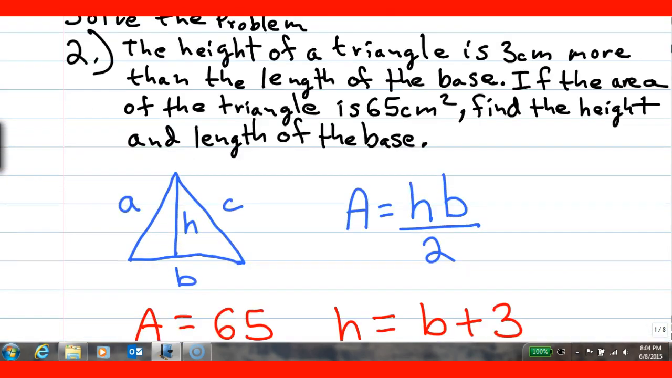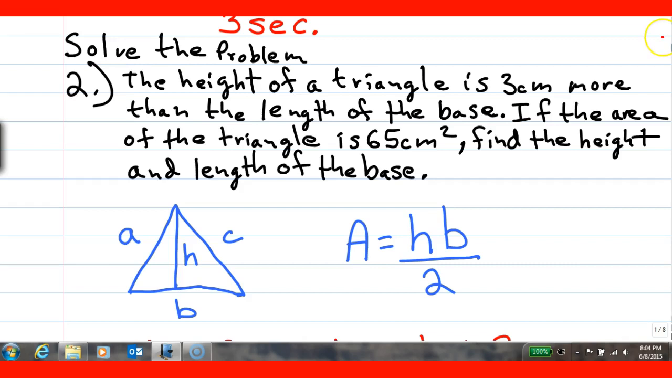Moving on to question number 2, it says solve the problem in the instructions. Question number 2 says the height of a triangle is 3 centimeters more than the length of the base. If the area of the triangle is 65 centimeters squared, find the height and length of the base. So we're dealing with a triangle, so we have drawn over here a picture of a triangle.